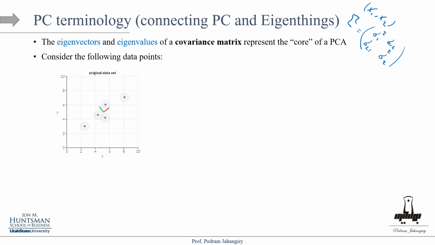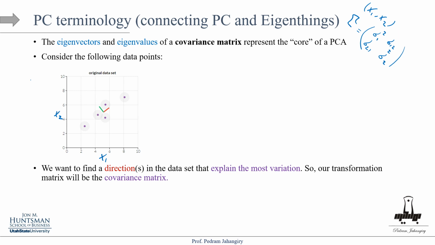So here's a very simple example that should help you. Imagine we are in this two-dimensional space, x1 and x2. You can say x and y, but I just want to make sure that we don't confuse it with a supervised model. This is a simple x1 and x2, and imagine this is your data set. What's the goal? We want to find a direction or directions in the data set that explain the most variation. So our transformation matrix will be the covariance matrix, because again, it carries information about the variance of the data.